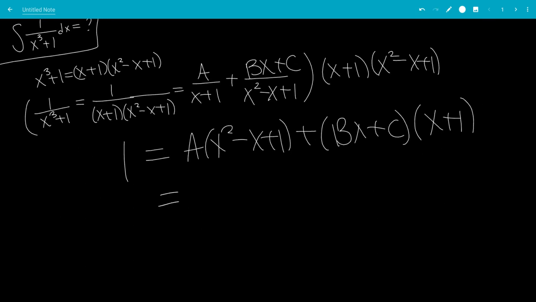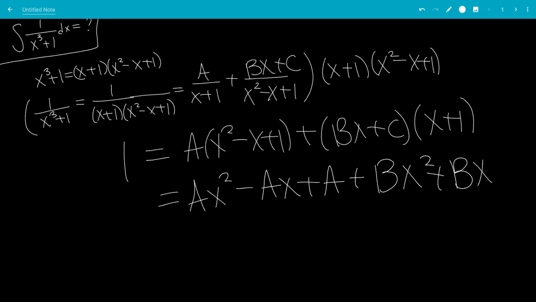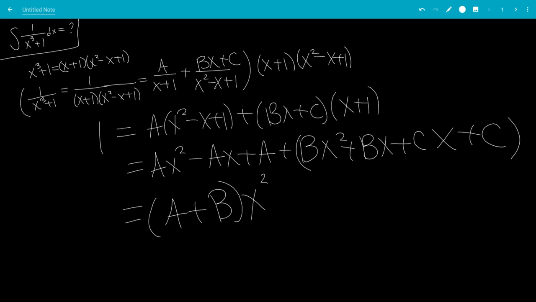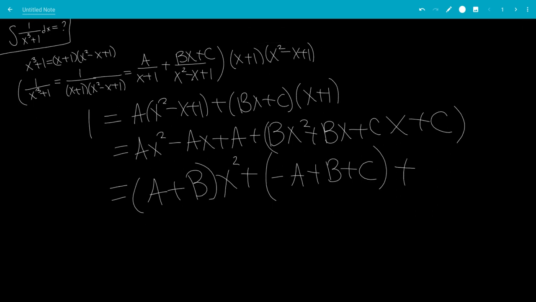Okay. Expanding this out, you get Ax squared minus Ax plus A plus Bx squared plus Bx plus Cx plus C. Just expanding this out. So let's collect the x squared terms. This will just be A plus B times x squared. Now the x terms will be minus A plus B plus C. And then finally, just the one term, we have A plus C from here and here.